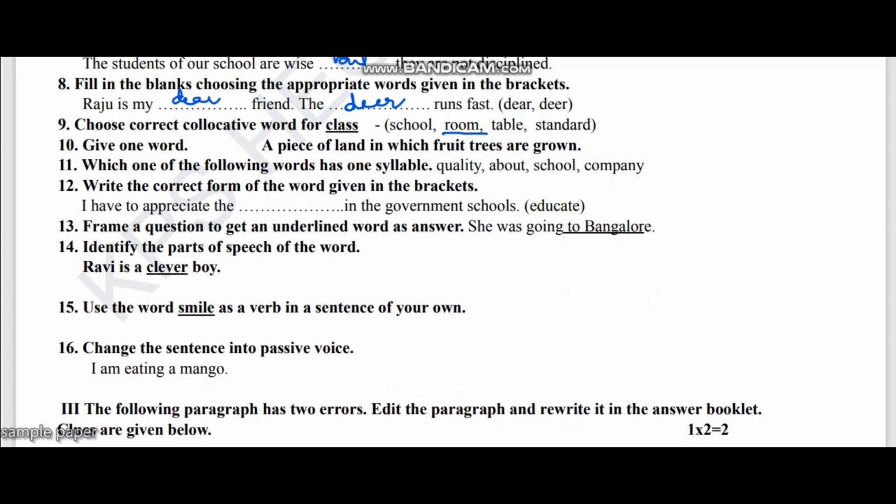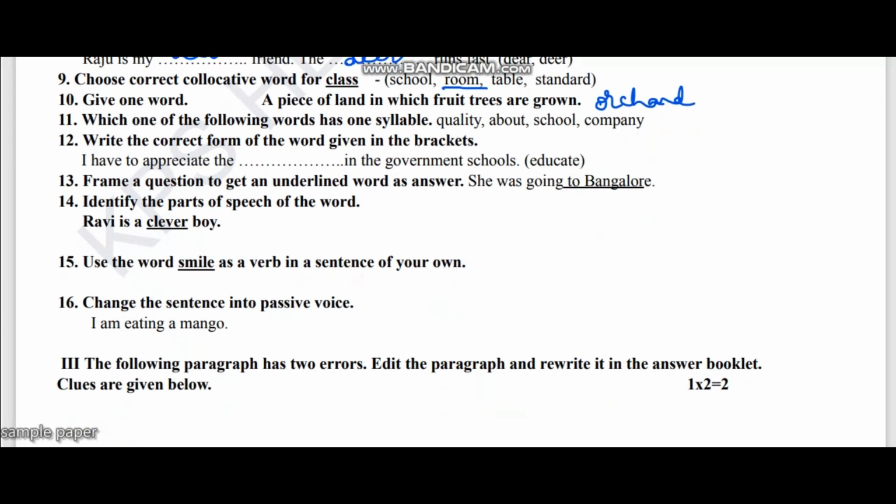Number 10, give one word. A piece of land in which fruit trees are grown. The right option is orchard. Next, 11th one, which of the following words has one syllable? Quality, about, school, company. The right word which has got only one syllable is school.